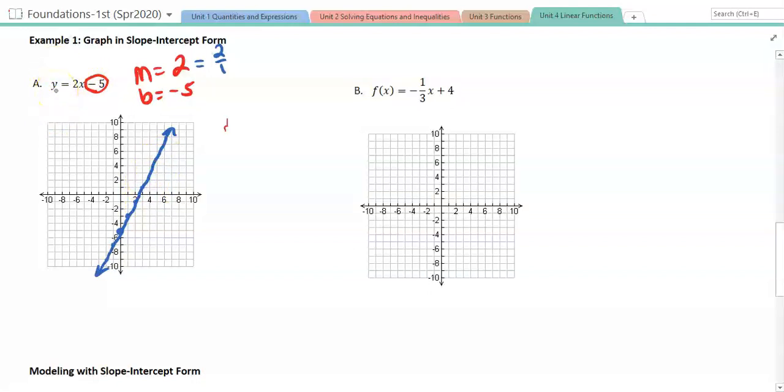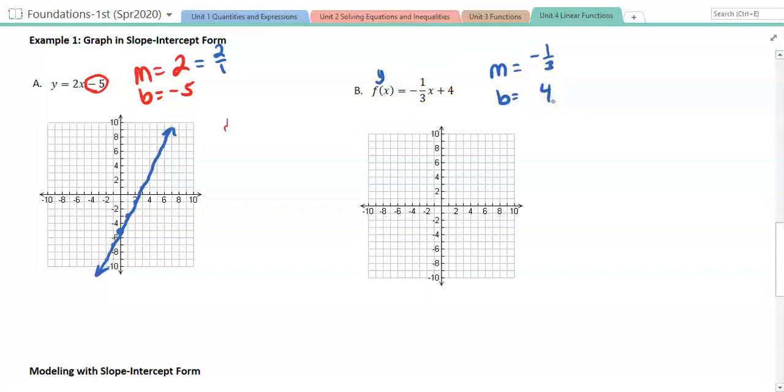Okay? And so when we look at example B here, this is in function notation, but remember this is just your y, right? So f of x is equal to -1/3 x plus 4. So what's the slope and what's the y-intercept? Well, the -1/3 is my slope because it's attached to the x, and the b is the 4.